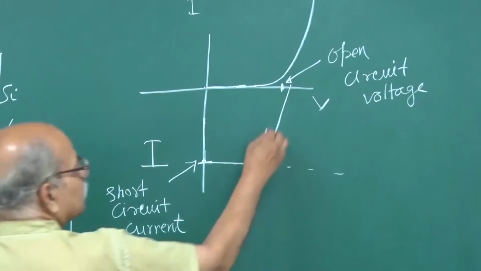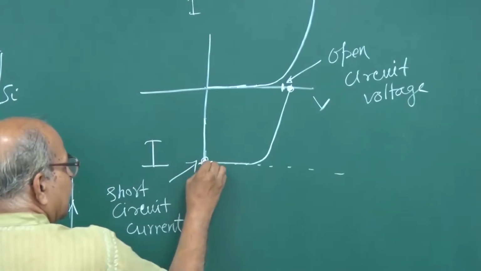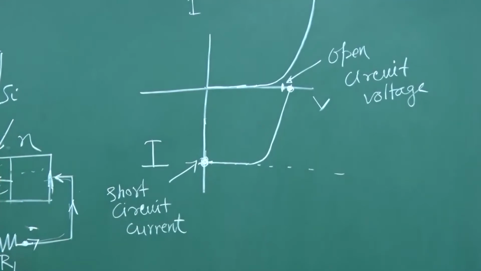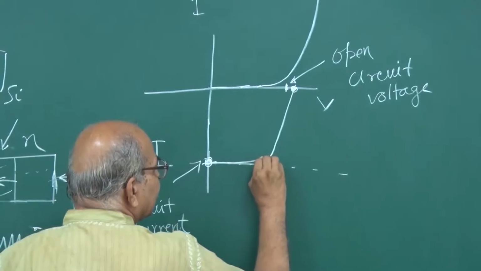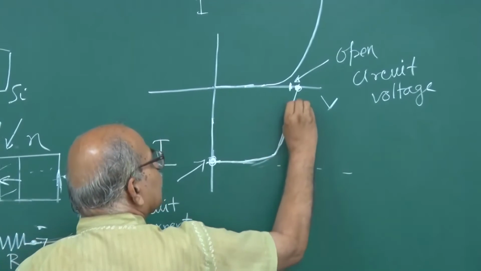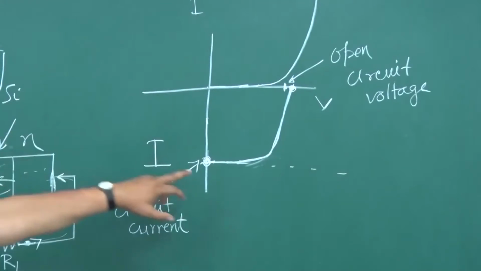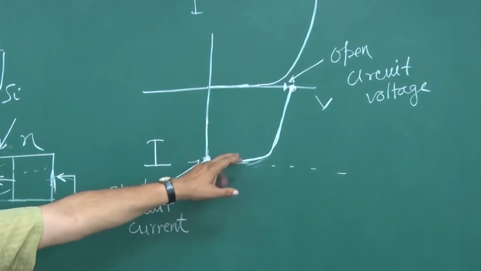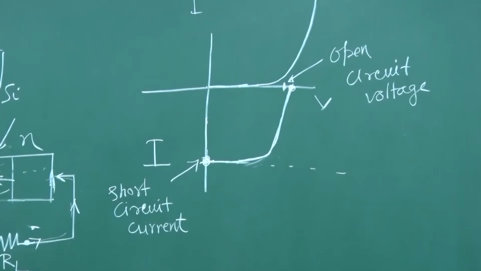Okay. So, here you have that open circuit voltage, here you have that short circuit current, and in between you have almost very slow variation, and then it turns and goes and hits here. So, that is the kind of IV characteristic displayed by these solar cells.